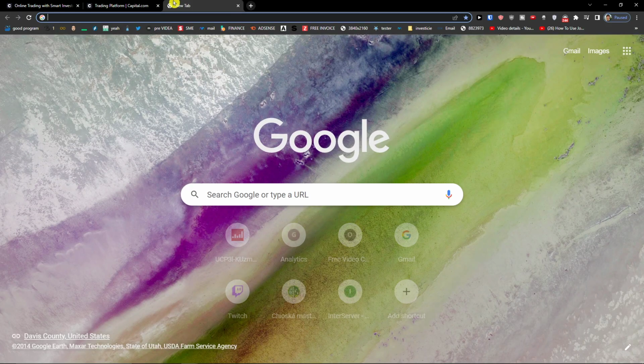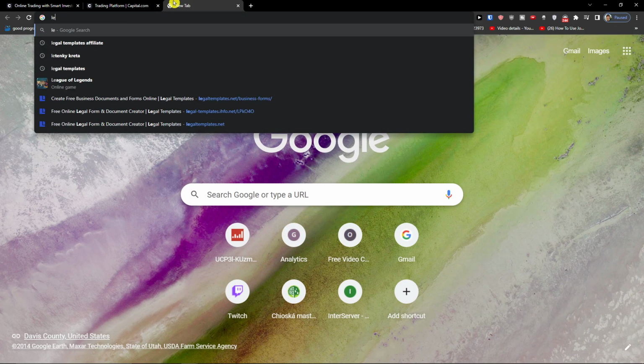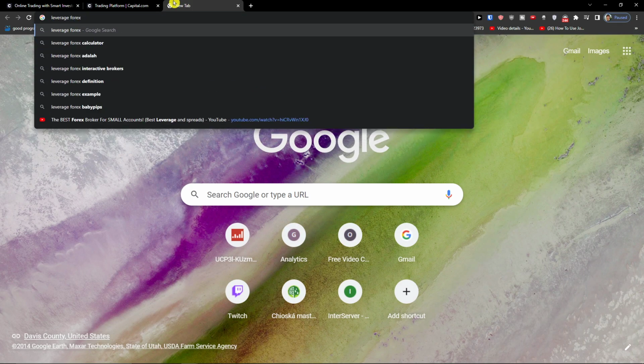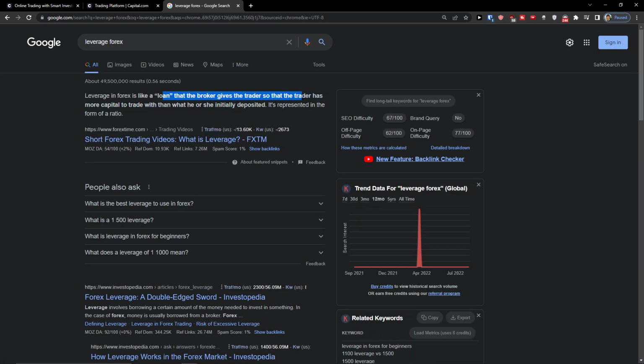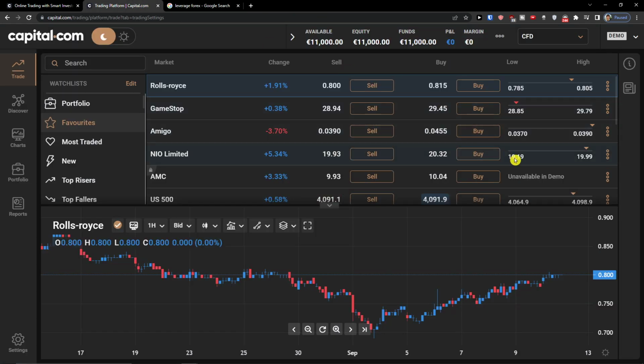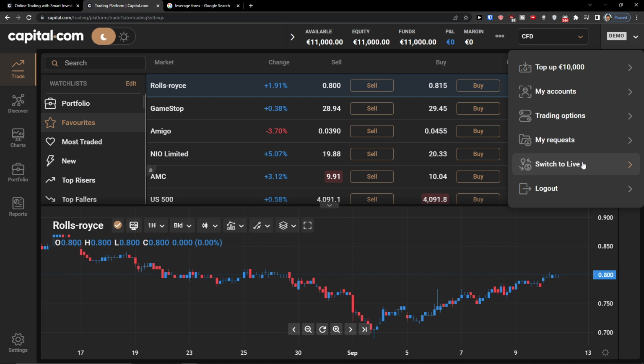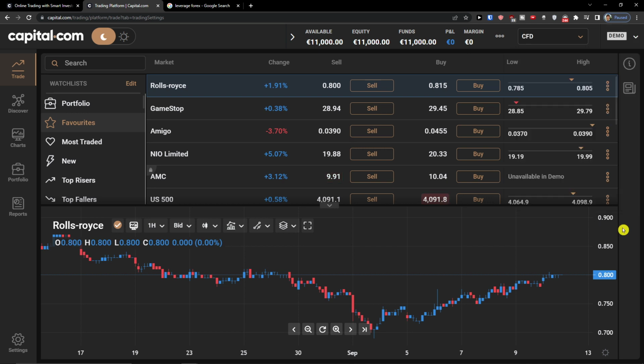And if you don't know what leverage is, it's a loan that the broker gives the trader so that the trader has more capital to trade with than what they initially deposited. But it's risky to go with leverage, because you can win more but you can also lose more. So definitely have a stop loss there; in the future I will show you how to do it. Then on the top right you're going to have the requests, and you can simply switch to live and log out.